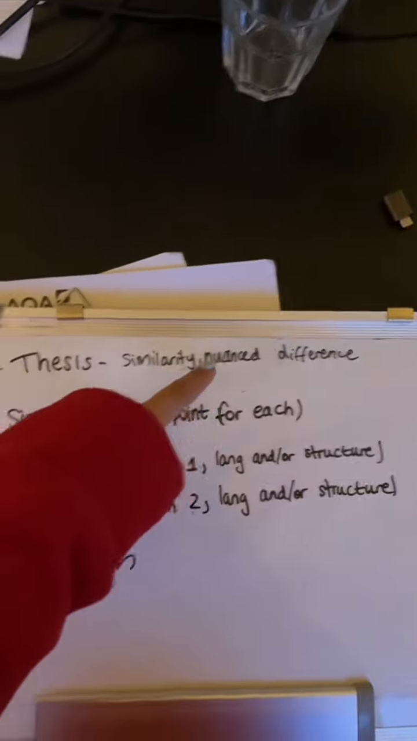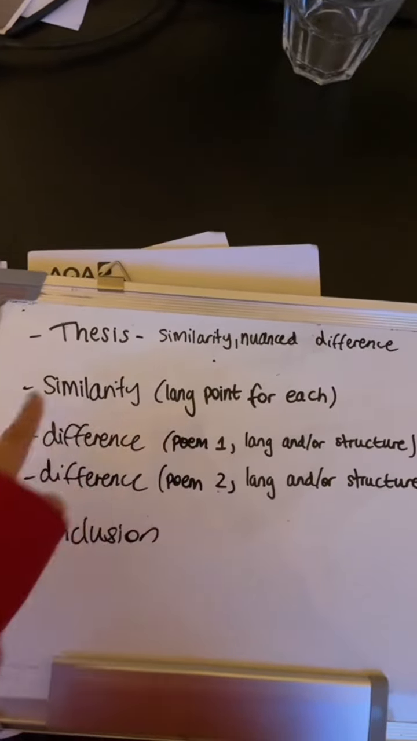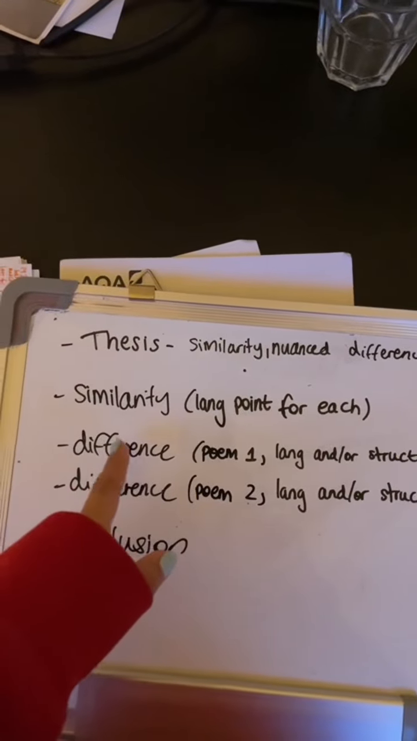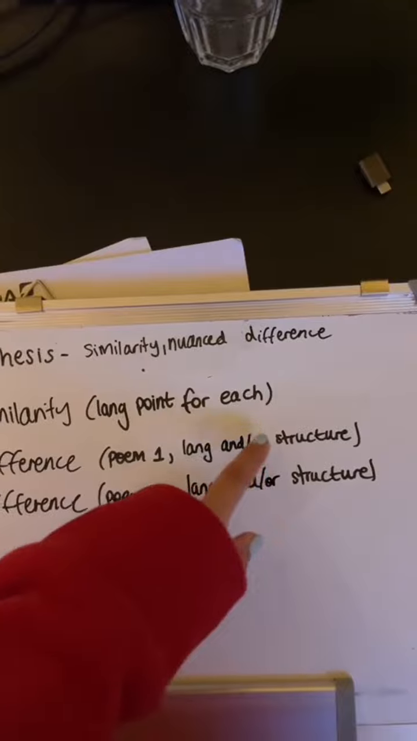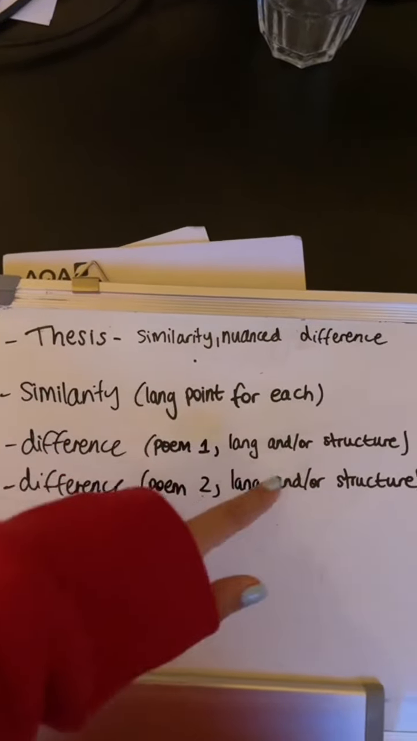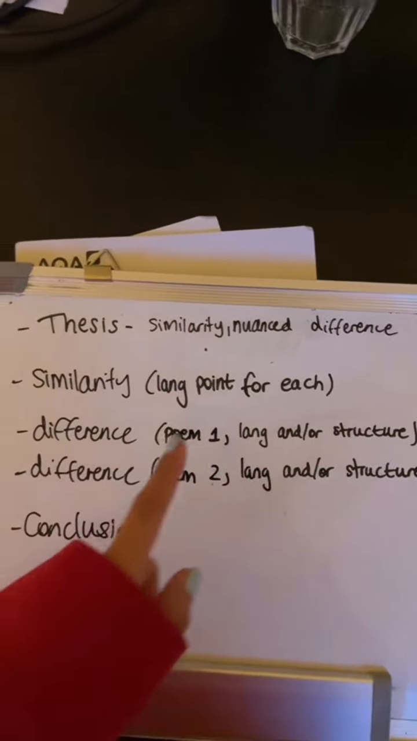And then you're going to talk about your nuanced difference. So you're going to do two separate paragraphs this time, one about the first poem and one about the second. Just make sure you're comparing them throughout both paragraphs. So for the first paragraph, you can either talk about language or structure or both, but I would recommend you get structure in at some point throughout your essay. So make sure you don't just do language, you need to talk about structure as well. So I would recommend doing some structure in these two paragraphs here.